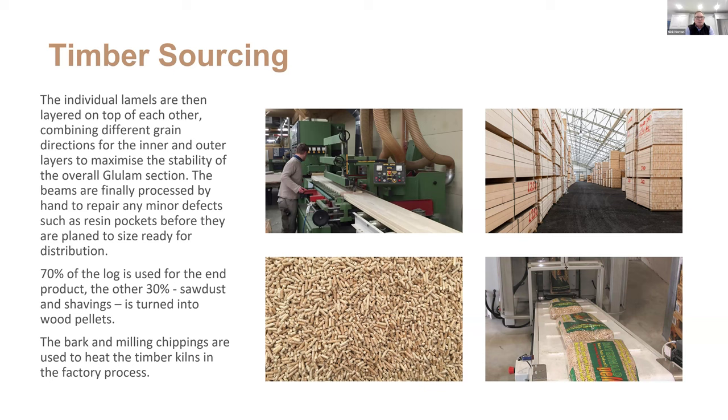What's interesting about the sustainable side of this is that 70% of the log that turns up with the bark on it in the yard off the back of the truck is used in the end product. That's what we start working with. The other 30% of the process, the sawdust and shavings, are turned into wood pellets, which are then sold on for biomass. And anything else that is stripped off that's not worthy of the biomass, the bark and the chippings, are put into the furnaces in the plant to fuel the heat for the kilns for the drying process. So all in all, a very slick operation.